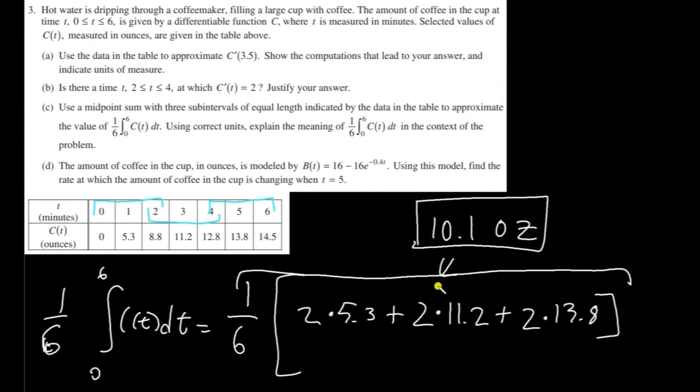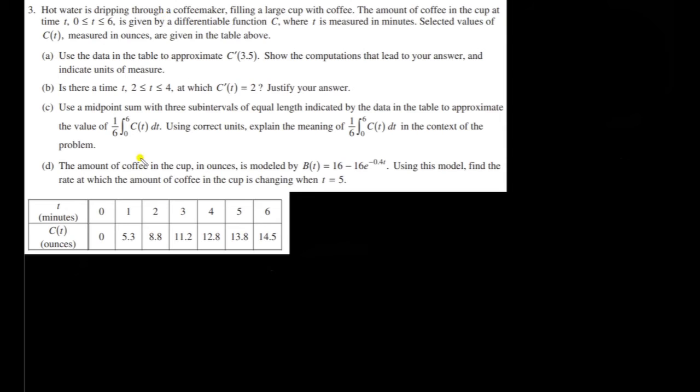Well, like I said, this integral is equal to the average value of C of t. And C of t is the amount of coffee in the cup. So this must be the average amount of coffee in the cup between t equals 0 and t equals 6. So this 1/6 integral from 0 to 6 of C of t is the average amount of coffee in the cup over the interval from t equals 0 to t equals 6. Okay? That was question 3, part C. This was a 3-point question, 1 point for the sum, 1 point for the answer, and 1 point for the explanation of what it means.